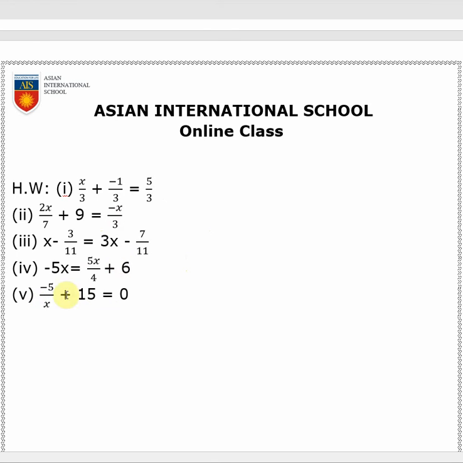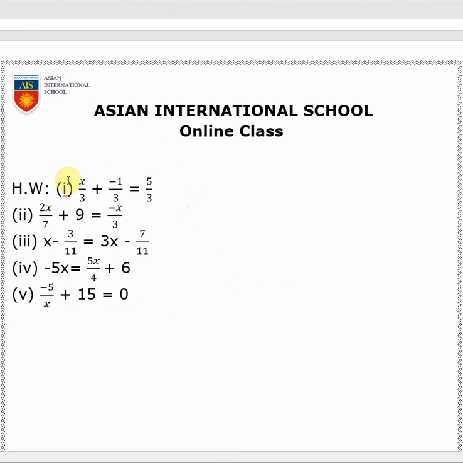Okay, this one is looking a little different. There is one x in the denominator. Don't panic, just see how this sum will be done. Minus 5 by x equals to 15, will go this side, minus 15. So minus 5 by x is minus 15. So you cross multiply the x, then the x will remain in the, x value you can find from here very easily. This is also easy, nothing to worry.